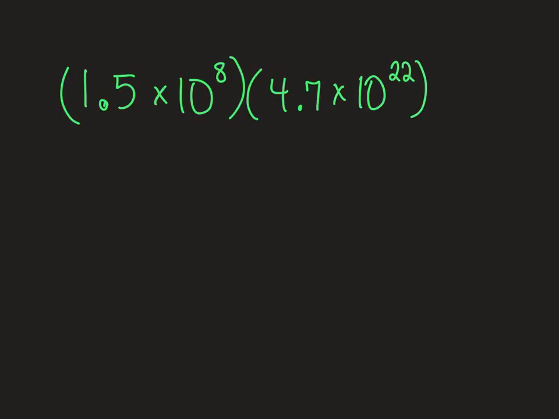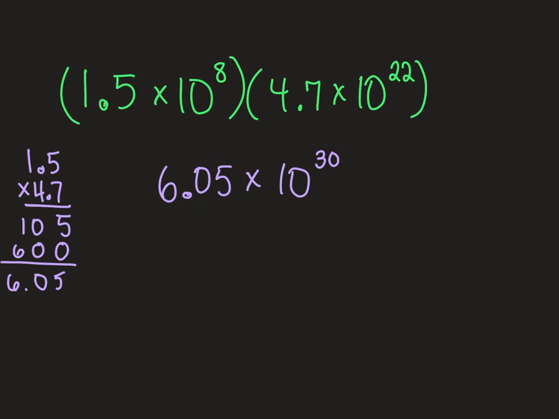Here's your last question of the video. Type in your correct answer after you've multiplied and adjusted. Here's the correct answer. I multiplied. I didn't have to do any adjusting. 8 plus 22 is 30.